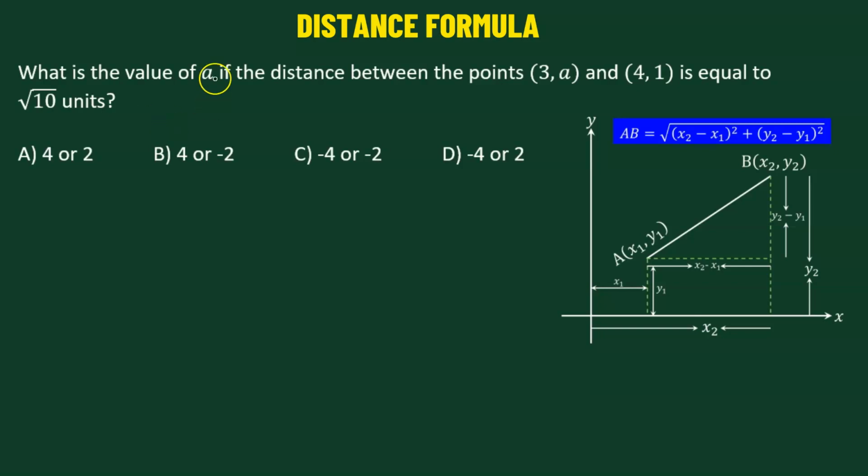So we need to find out the value of a, and it's given that the distance between 2 points, one has the coordinate 3 comma a and the other has the coordinate 4 comma 1, is equal to square root of 10 units. So let's try to figure that out.